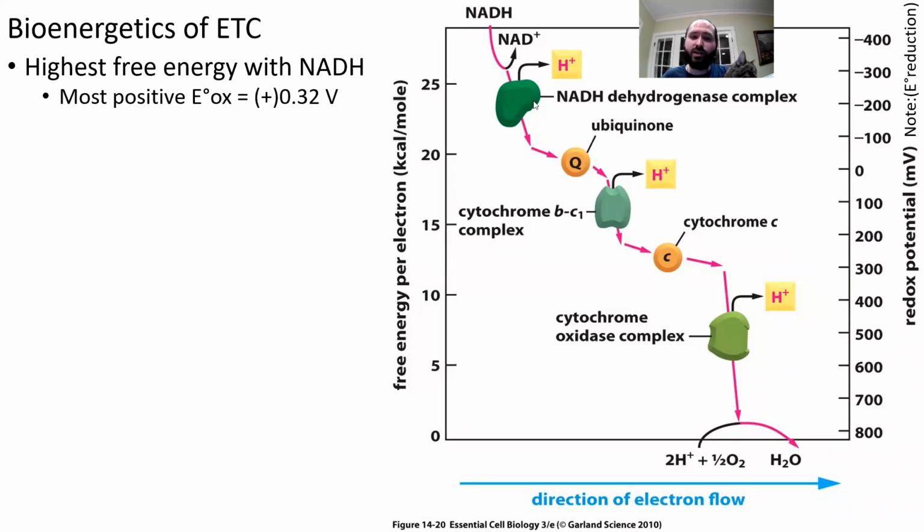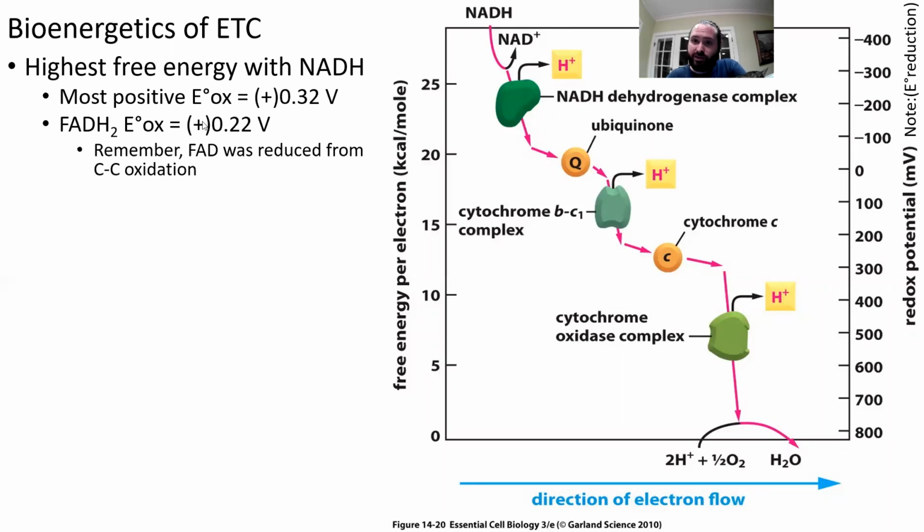If we look at the values, they're on this chart, but I looked them up. NADH has an oxidation potential of plus 0.32, whereas FADH2 has an oxidation potential of 0.22. So that helps us start to explain why NADH is able to enter the electron transport chain earlier, because it has a higher oxidation potential than FADH2.